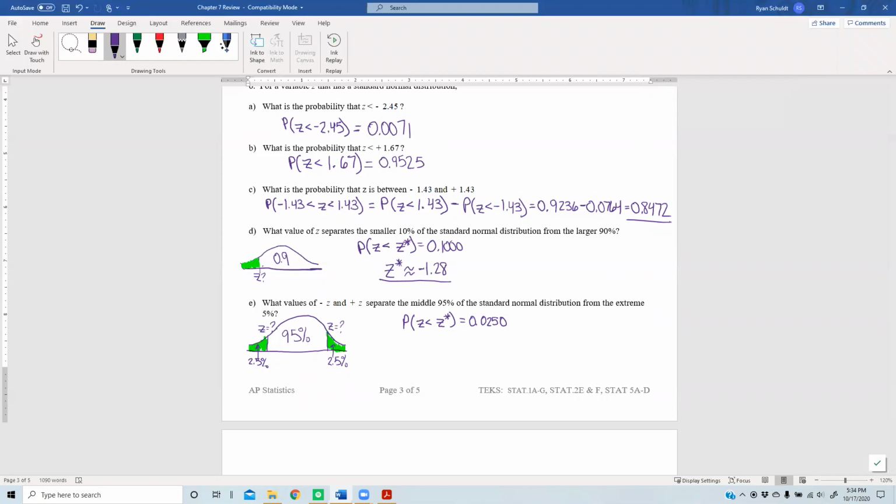So when we do that, we'll see that negative z would be equal to negative 1.96, which means positive z is equal to positive 1.96. So these are our two values right here. Again, this is like doing that reverse lookup. At least that's what I call it. Got to find the z that gives us this probability.